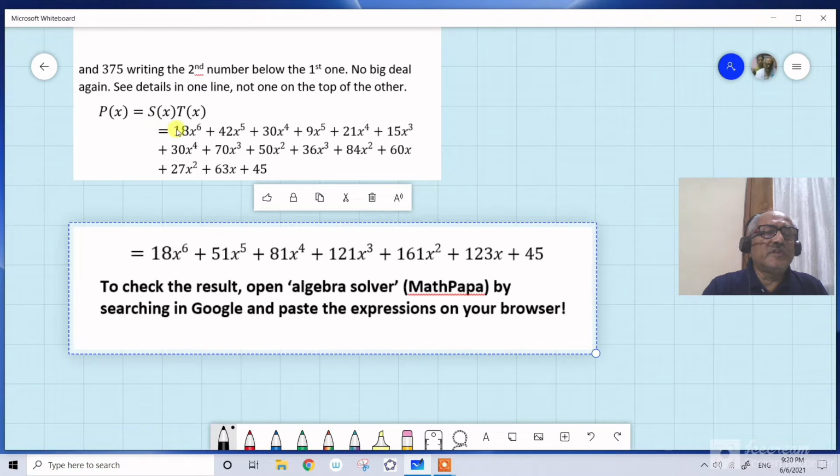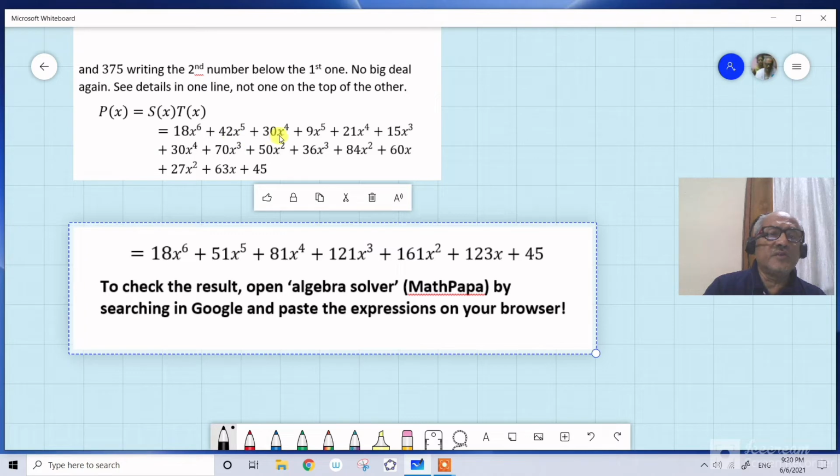and there are how many terms? 1, 2, 3, 4, 1, 2, 3, 4, 5, 6, 7, 8, 9, 10, 11, 12, 13, 14, 15, 16. 16 terms. But after that you do another step. You collect the terms of the same power. For example, the power 6 and power 5, there are no more powers.